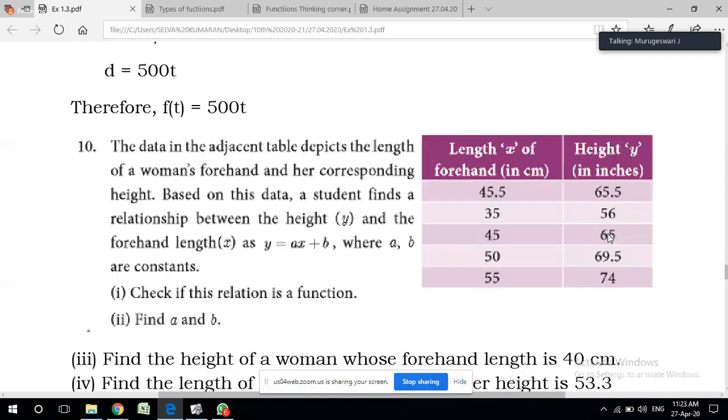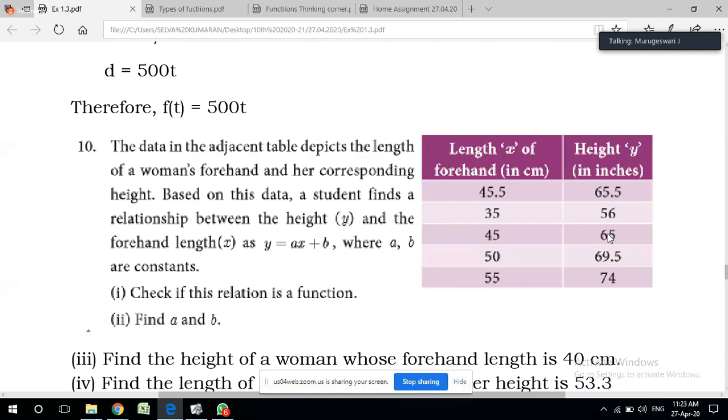Next, 10th one. The data in the adjacent table depicts the length of a woman's forehand. Okay, one nearby table is there. In that table, length x of forehand. Okay, ma. You can take a length x of forehand. Forehand's length is x, and the height of the woman is y. Okay, that is given in the table.